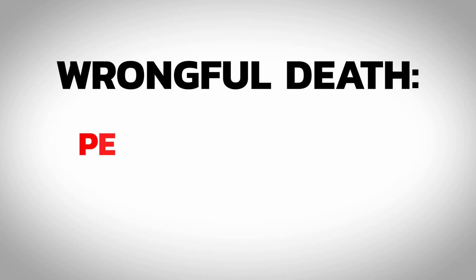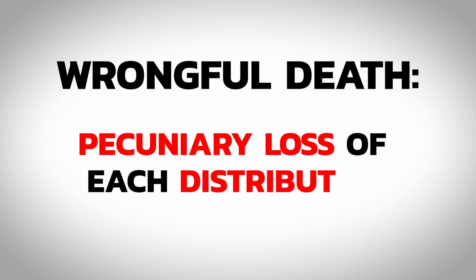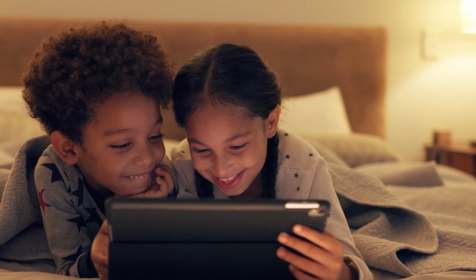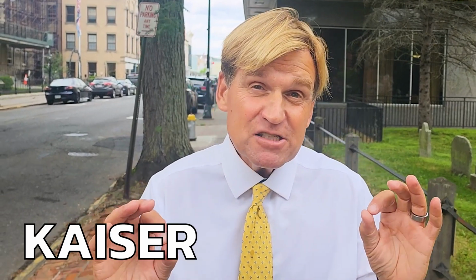Now, let's talk about the second element of damages, wrongful death. What that means is, in New York, it's called the pecuniary loss of each distributee. A distributee means generally a surviving spouse. If they have children, the children. If there's no surviving spouse or children, then it could fall back to siblings, uncles, aunts, things of that nature. So what really happens here is New York uses a very old law that's called the Kaiser formula to determine how the money is divided between the surviving distributees of the estate.